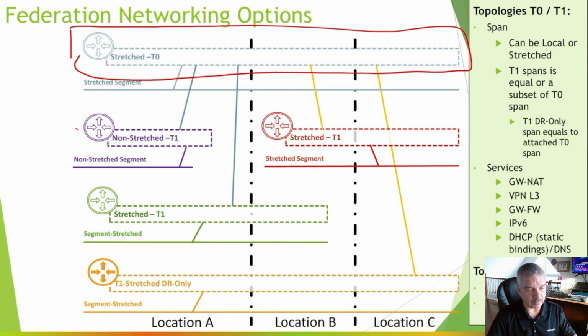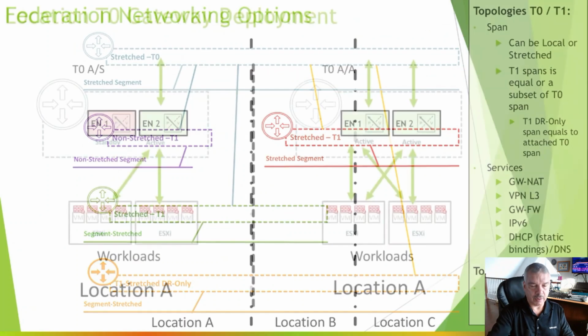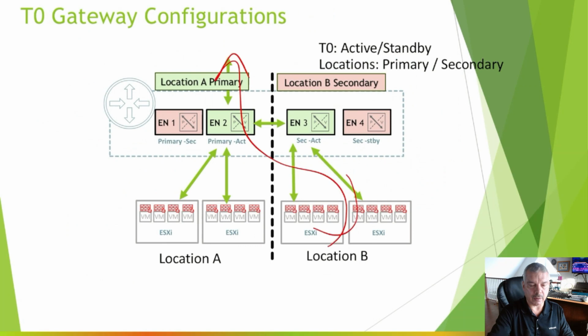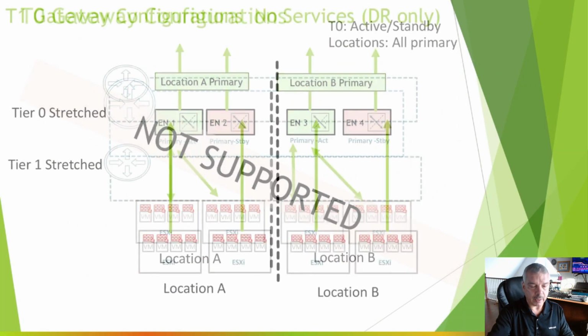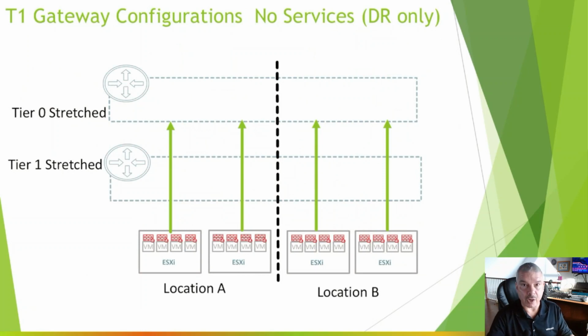Now, how about your tier ones? How can we deploy those? It's just like basic NSX. You deploy your tier one, and if you have no services on it, it does not need an SR component. It only needs a DR, distributed router component. No problems. It's easy peasy, right?